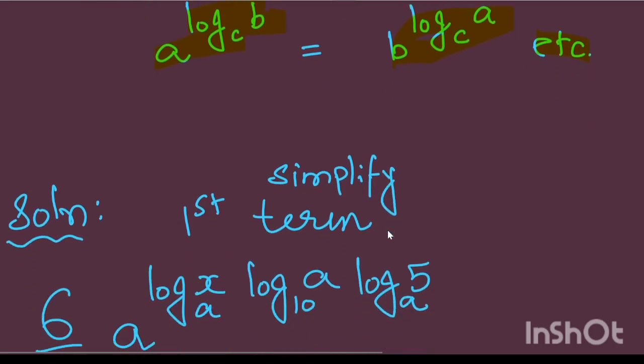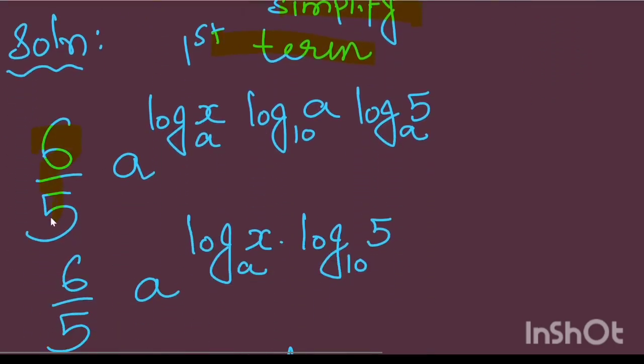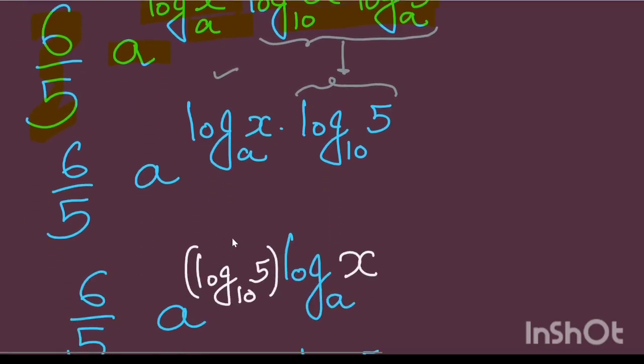So we will start with simplifying the first term, which is 6 by 5 a to the power log x base a into log a base 10 log 5 base a. Now as you can see here, log a base 10 times log 5 base a can be written as log 5 base 10 using the property, the rest of the term as it is. Now I have written this log 5 base 10 here.